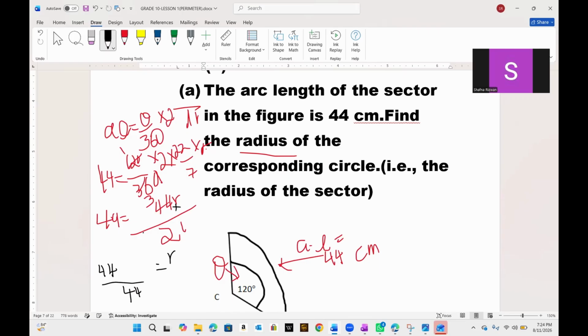And here 21, what did you do? Divided. When you're taking it to the other side, it will become multiplication. Always remember that. Whenever you want to take something to the other side, you have to see near R what you have with the 44: a multiplication sign. When I'm taking it to the other side, it will become division. And then 21, I was dividing it. When I'm taking it to the other side, it will become what?